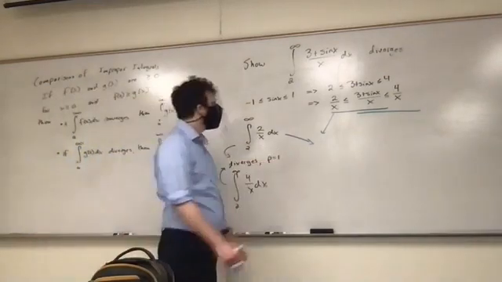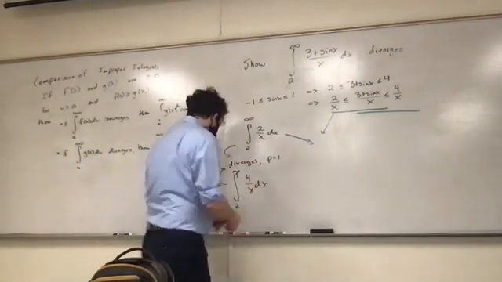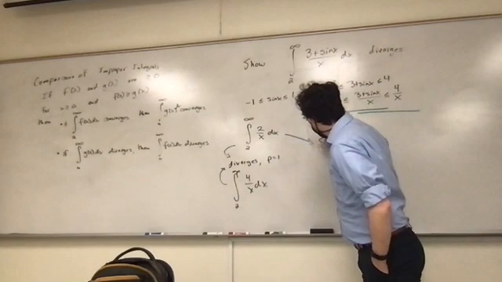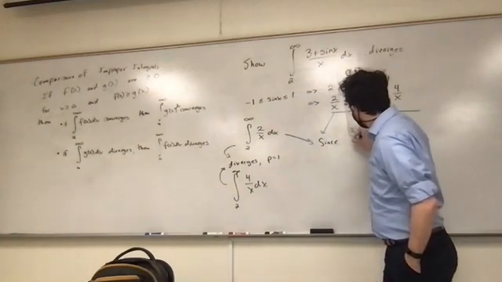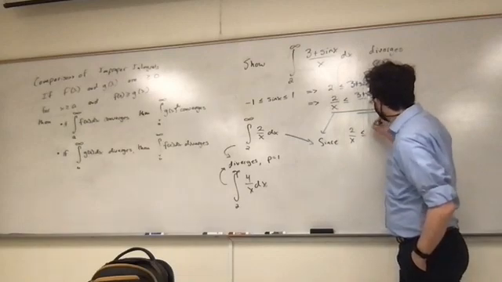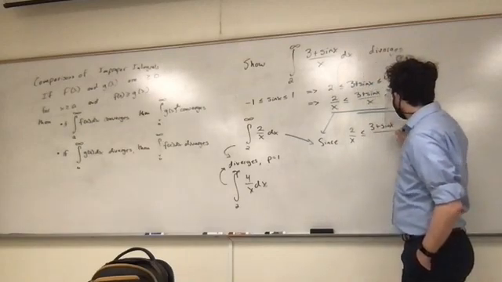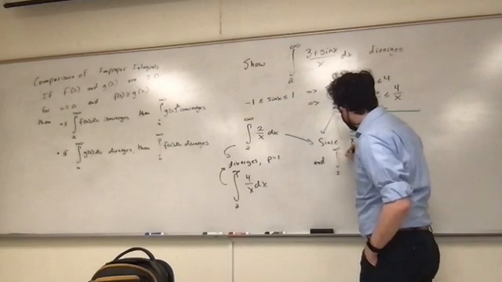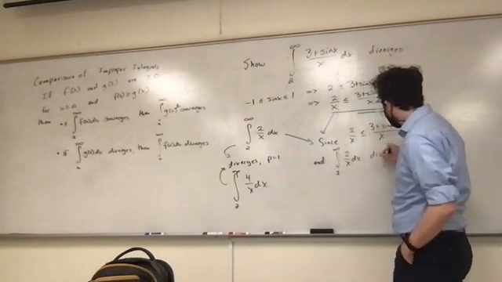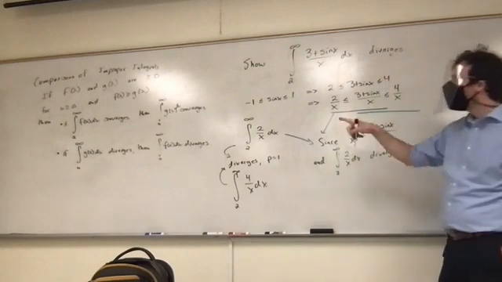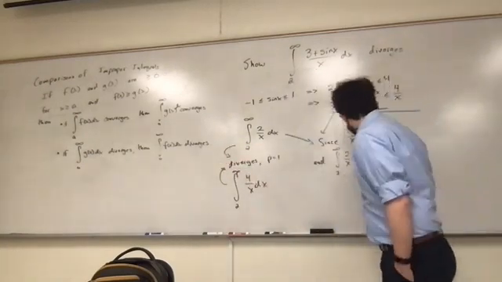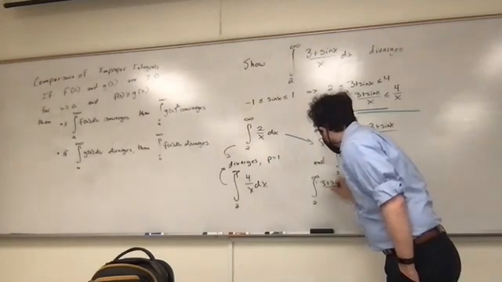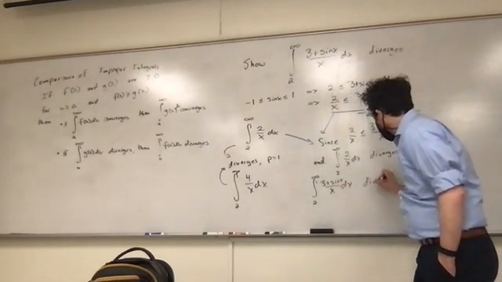And so putting it all together, since 2 over x is smaller than the function we really want to learn about, 3 plus sine x over x, and the integral of 2 over x dx diverges, by that second bullet point in the comparison, the integral from 2 to infinity of 3 plus sine x over x also diverges.